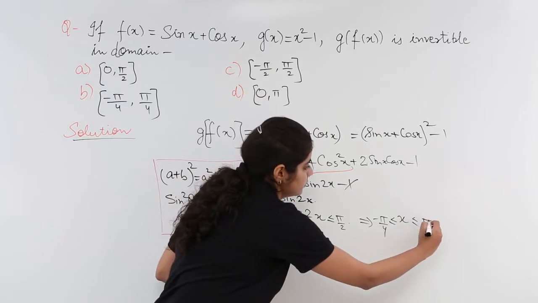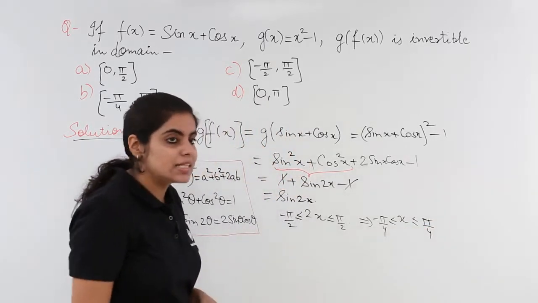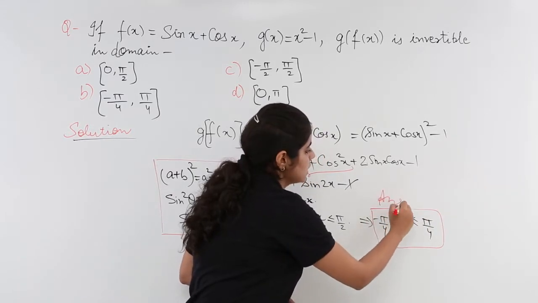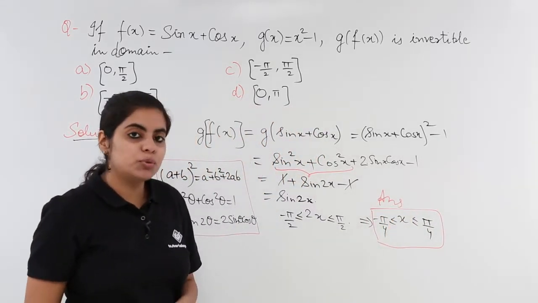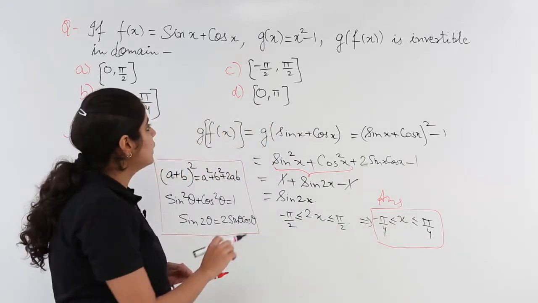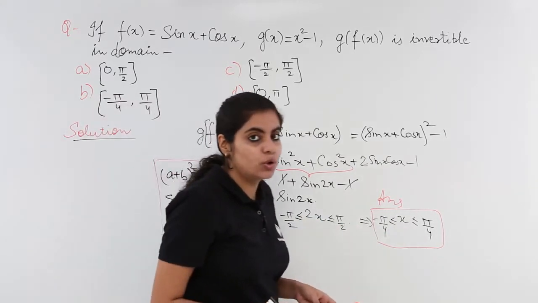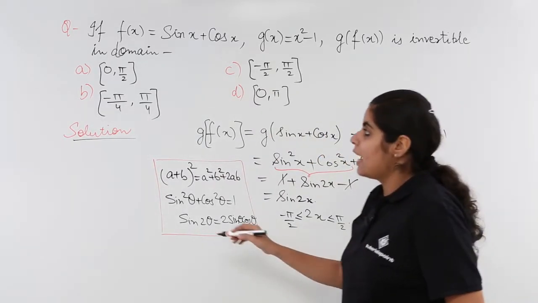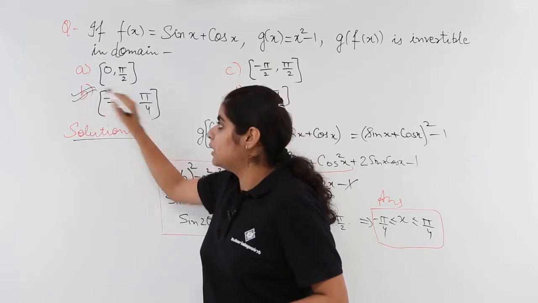And this is the final answer that can be taken up in a box and written as the answer. I get minus pi by 4 to pi by 4, both included. Both included means we have a square bracket on both sides, from minus pi by 4 to plus pi by 4, and the answer is option number B.